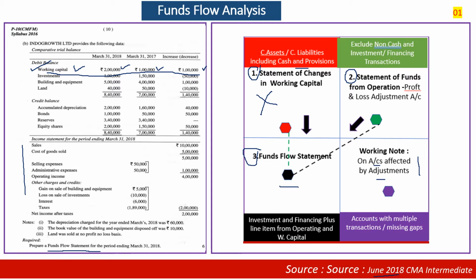You have to understand one thing. For funds flow statement, we need net increase in working capital. We also need statement of funds from operations. Even if the problem has given working capital, it has not given us statement of funds from operations, which we need to prepare. Therefore, the two statements that you need to prepare are statement number 2, profit and loss adjustment account, and funds flow statement.